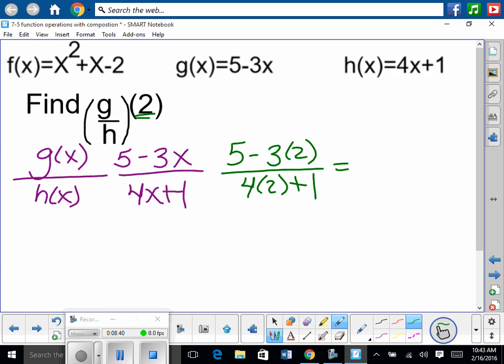What do you get on top? Negative 1. What do you get on bottom? 9. Negative 1 over 9. And now you can type it into your calculator now that you have a fraction, but that is the simplified fraction, right? Yep. So we're done. Do you guys all understand what I'm saying when you can't just type it into your calculator at this point? Okay.